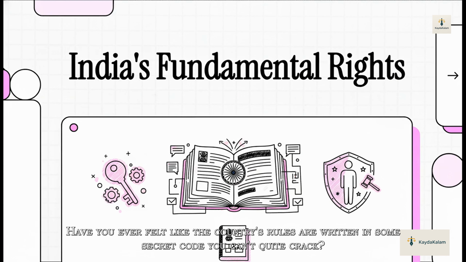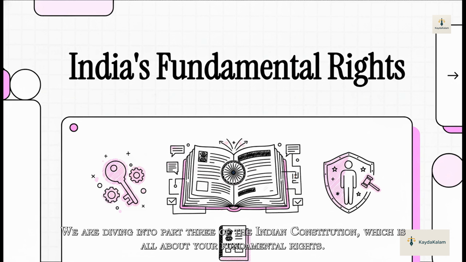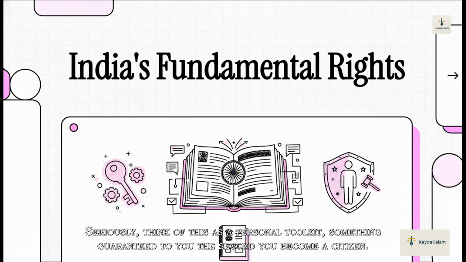Have you ever felt like the country's rules are written in some secret code you can't quite crack? Well, today, we're handing you the user manual. We are diving into Part 3 of the Indian Constitution, which is all about your fundamental rights. Seriously, think of this as a personal toolkit, something guaranteed to you the second you become a citizen.